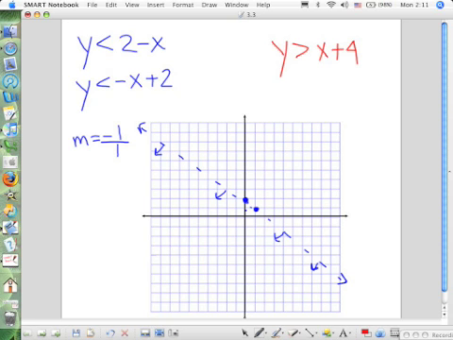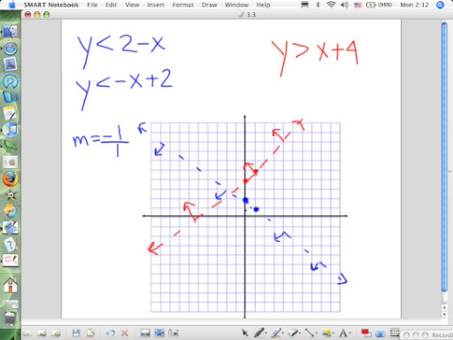Tyson, where do I start for the red line? 4 where? On this axis? No. Okay, on the other axis. This is always the y-intercept. 4 is the y-intercept. You're starting at 4 on the y-axis. The slope is 1 over 1, which means go up 1 and to the right. Is the line solid or broken? It's broken because it's not equal to, and the shading should take place at the top, above the line.